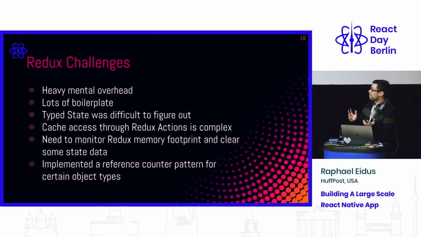So where was Redux difficult? It has a little bit of a heavy mental overhead, I found. Just a lot to be thinking about while you're working with it at times. It has a lot of boilerplate. And statically typing it was a little tricky at first. We had to monitor the memory footprint. We found at one point that our Redux state had like 100 megabytes in it, and we weren't properly removing things from state. So that was something that tripped us up.